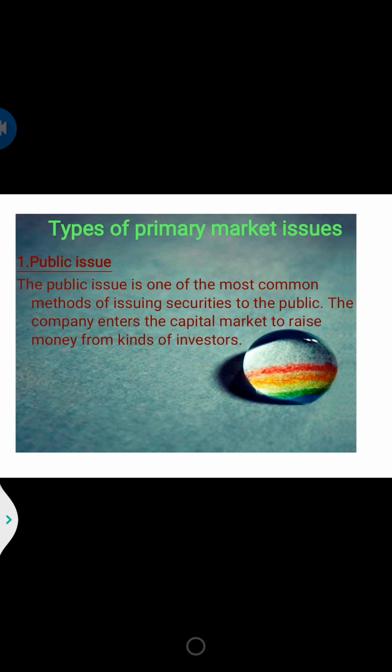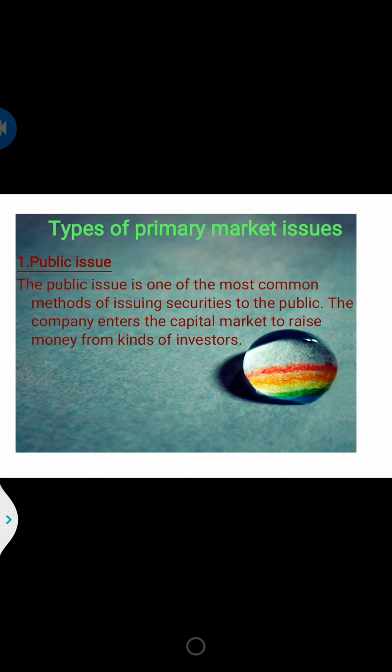The primary market enables companies, government and other institutions to raise funds through the sale of equity shares or debt related securities. A public sector institution raises funds through a bonds issue, while a corporation raises funds or capital through the sale of new stock through an initial public offering.